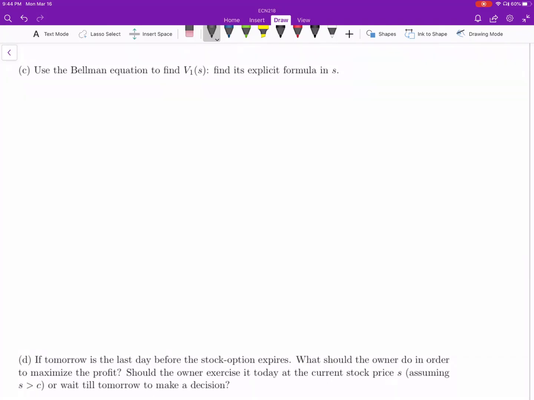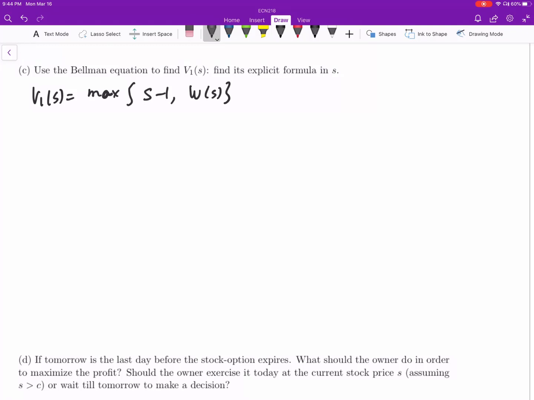Okay, now let's see how we can find an explicit formula for v1 of s, the function. We already computed w of s, so this is really the last step. So we know that v1 of s is the maximum of s minus 1 and w of s. We're going to do it visually, that way we can actually see.